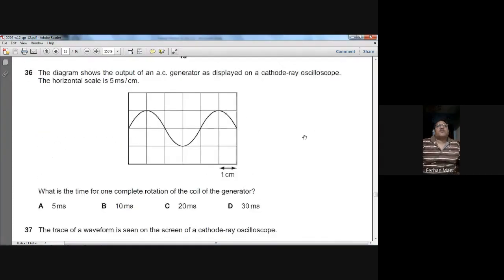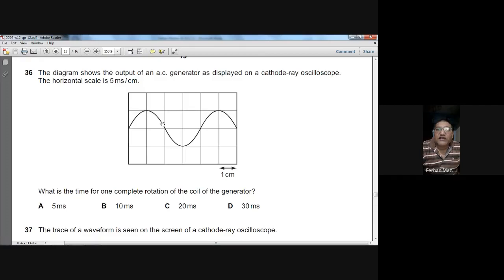Okay, sir, on your screen we have question number 36. The diagram shows the output of an AC generator as displayed on a cathode ray oscilloscope. The horizontal scale is 5 milliseconds per centimeter. So on horizontal, this one square is representing 5 milliseconds. His question is, what is the time for one complete rotation of the coil of the generator? So for one complete wave, how much is the time? So count for one complete wave horizontally, how many squares are used?